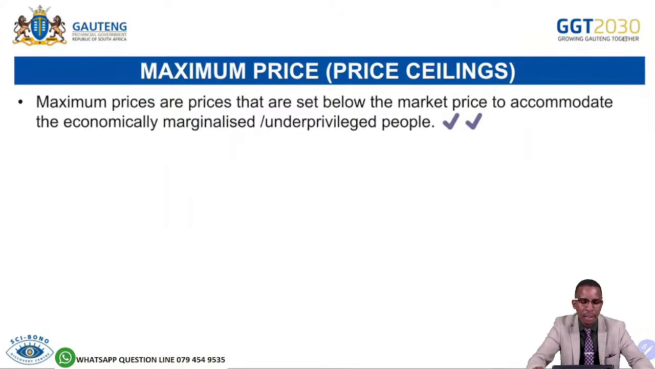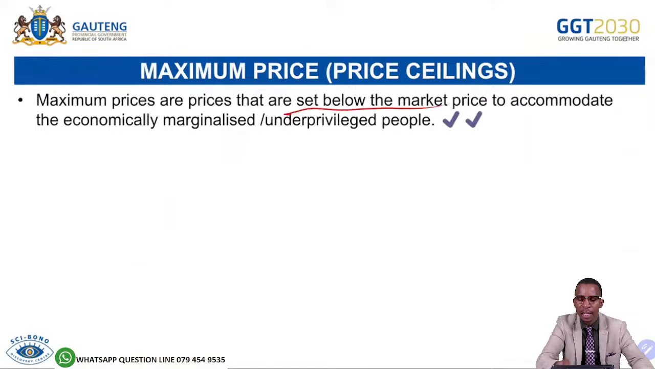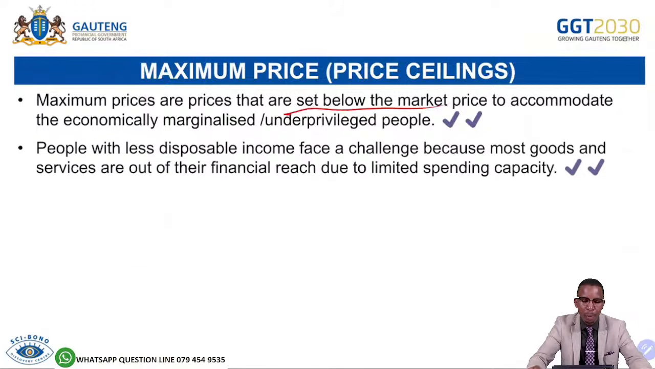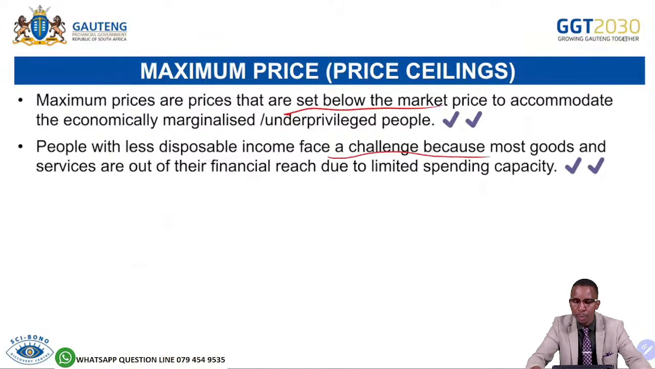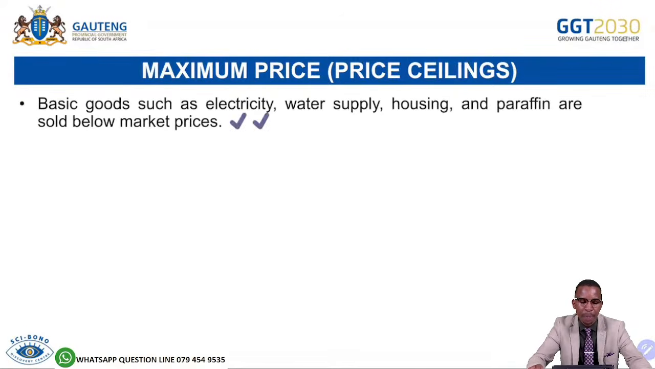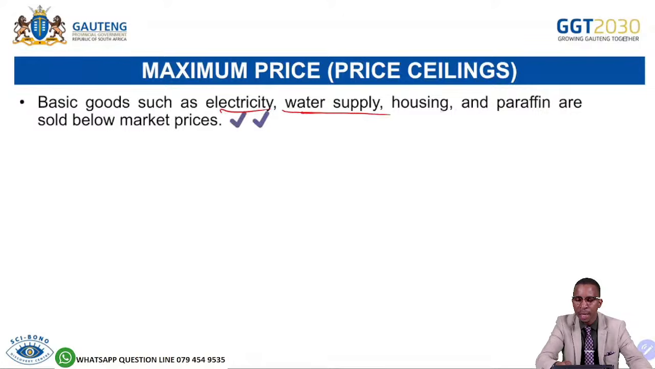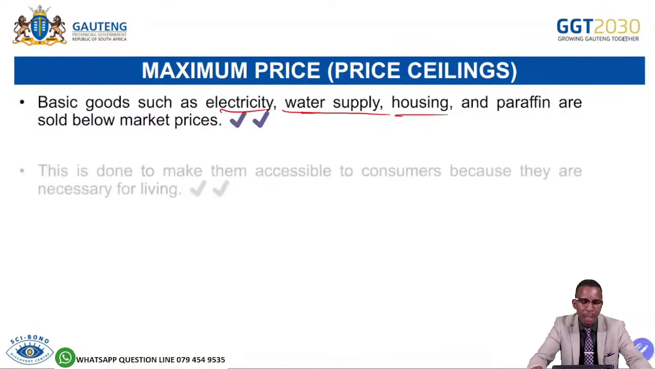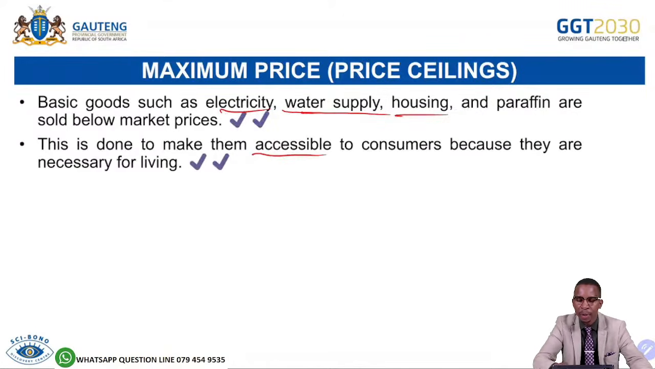Maximum price or price ceilings. Maximum prices are set by the government to be below equilibrium. That is done by the government to accommodate people that are marginalized or unemployed to afford those goods and services. People with less disposable income face challenges because most goods and services are out of their financial reach due to limited spending capacity. The state therefore intervenes by artificially decreasing prices of certain goods and services to make them more affordable to consumers. Basic goods such as electricity, water supply, housing, and paraffin are sold below the market price. This is done to make them accessible and affordable to consumers because they are necessary for welfare.